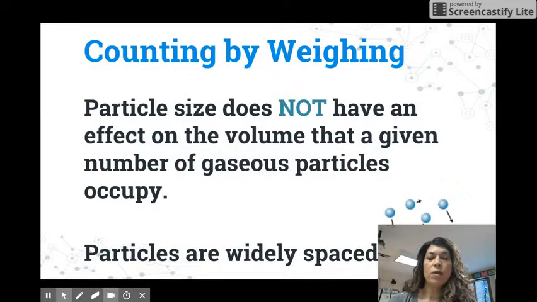What we notice here is that the particle size does not have an effect on the volume that a given number of gaseous particles occupy. It says the particles are widely spaced out. If you remember Avogadro's hypothesis, which says if you have a gas at the same temperature, the same volume and the same pressure, you'll have the same number of particles. It has absolutely nothing to do with the actual size of the individual particles.